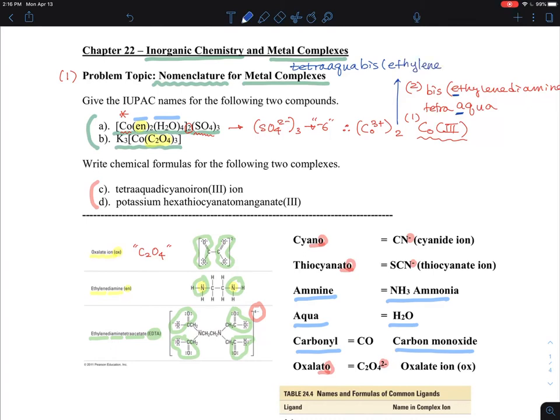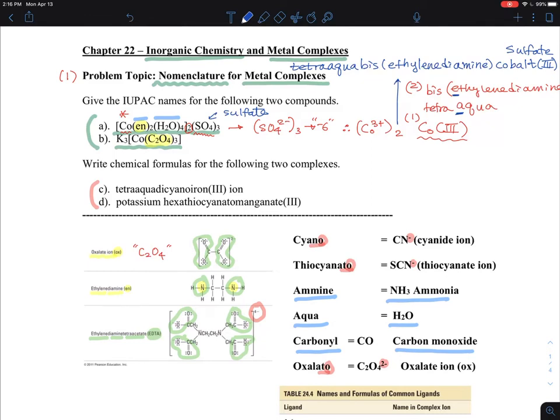Ethylene diamine, and then cobalt 3, this is 3 plus, and then you can put this one is a sulfate. Okay, cobalt sulfate. So that's your answer for this coming from this block.